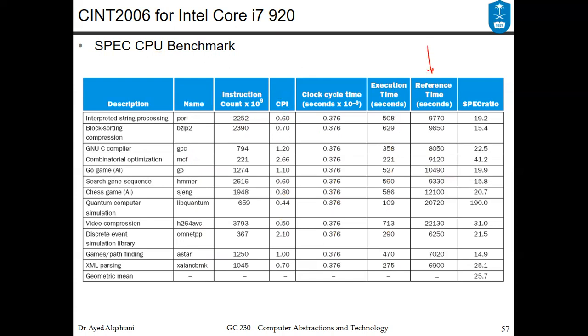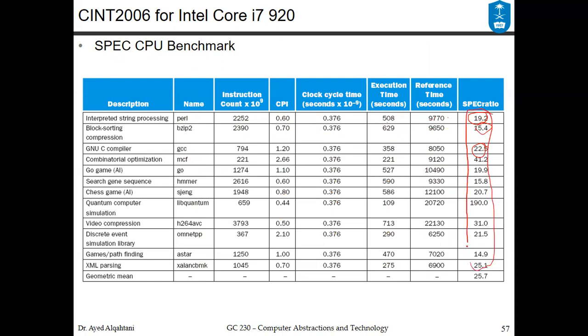And you know the reference time of this old machine that the guys in SPEC have chosen, and they record the time for you. Anybody who has a new machine should compare his machine to this reference time by finding the ratio, which is 9770 divided by 508. And you get the SPEC ratio 19.2. Similarly for this one, and so on. Now you get all the SPEC ratios.